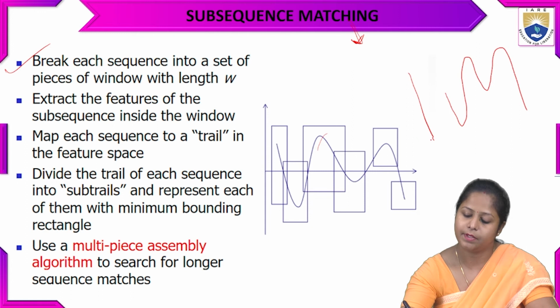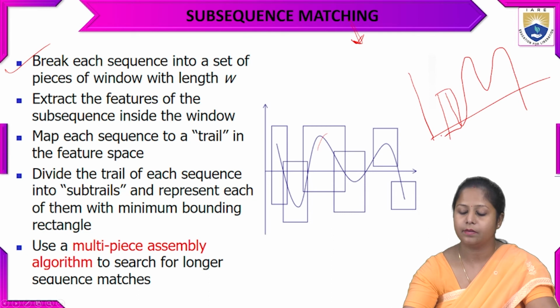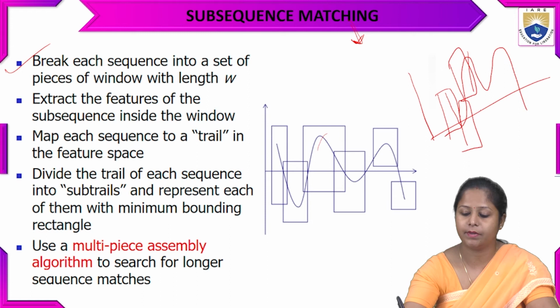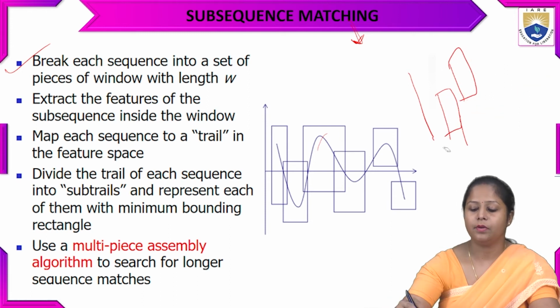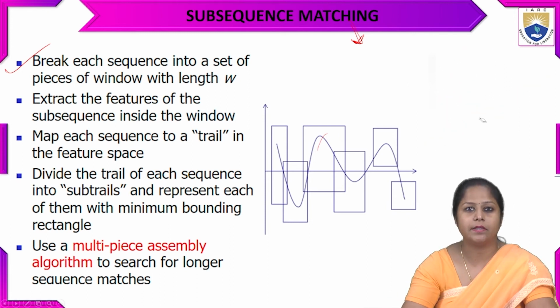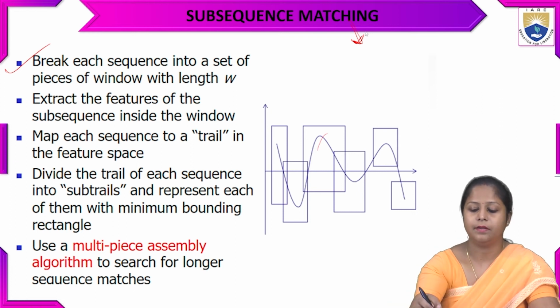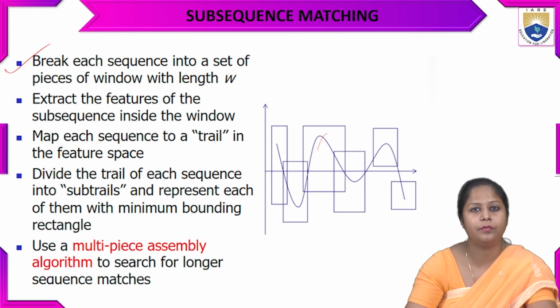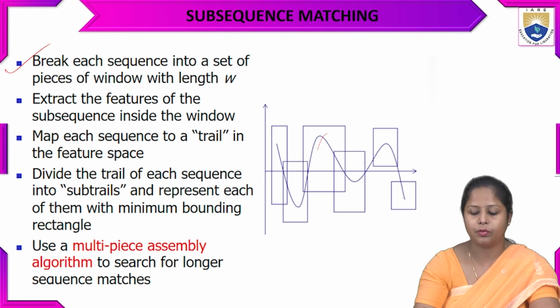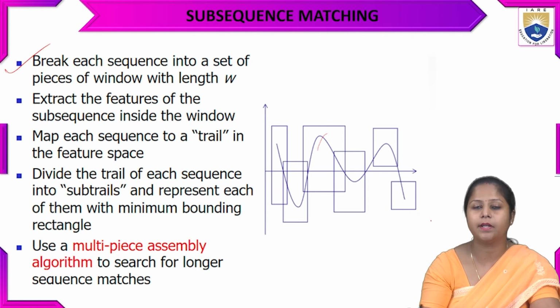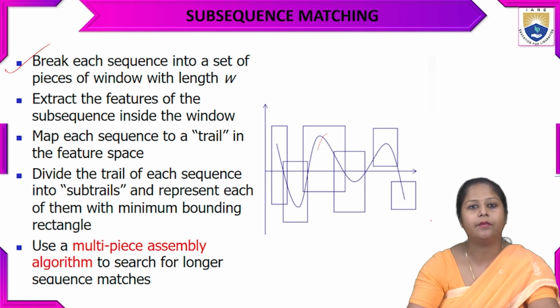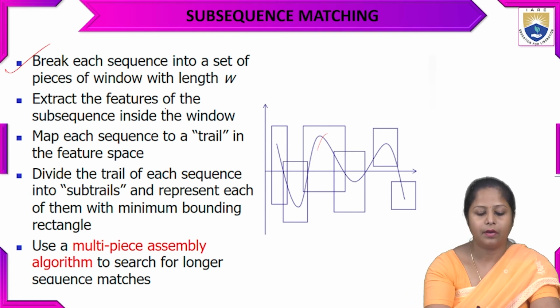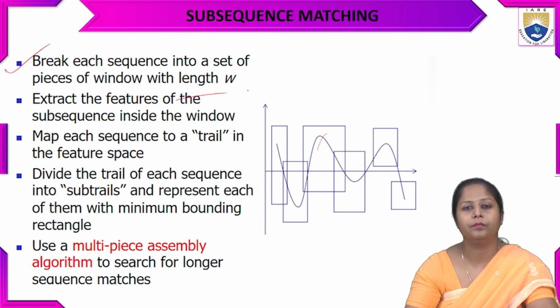If we take this part, somewhere we take this part, somewhere this part. Like this, we take a set of pieces of that trend, a subset. So we break each sequence into a set of pieces with window length W. The total length of the trend is called W. After that, we extract the features of the subsequence inside the window.